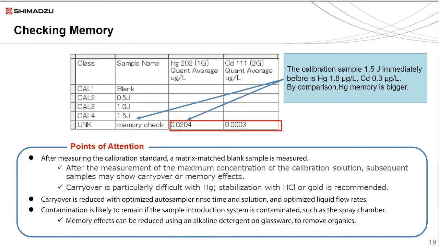Ideally, the autosampler should efficiently rinse both the outside of the probe and the internal tubing all the way to the nebulizer. A good rule of thumb is that 1/10 or less carryover from the highest calibration standard should be expected.